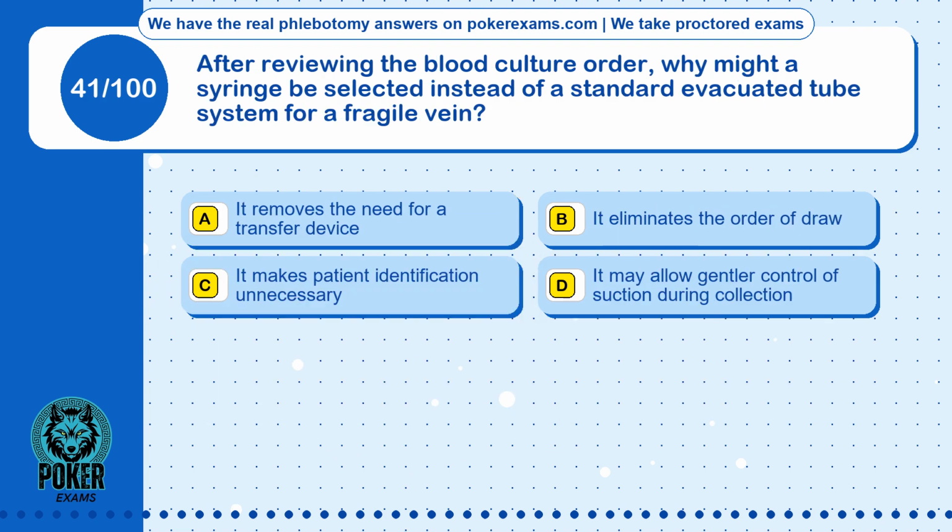Question 41. After reviewing the blood culture order, why might a syringe be selected instead of a standard evacuated tube system for a fragile vein? Option A. It removes the need for a transfer device. Option B. It eliminates the order of draw. Option C. It makes patient identification unnecessary. Option D. It may allow gentler control of suction during collection.